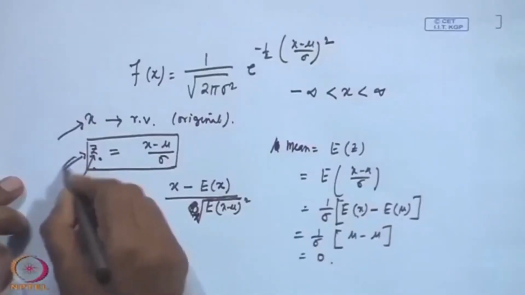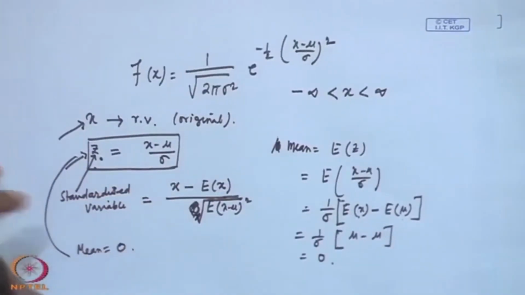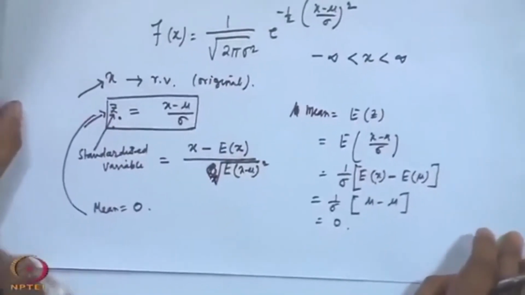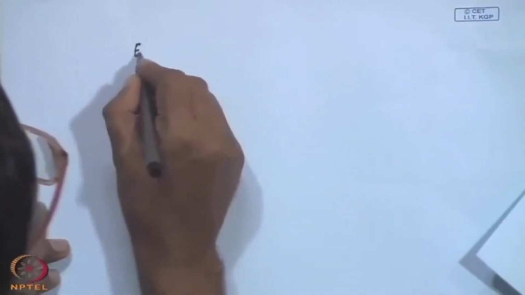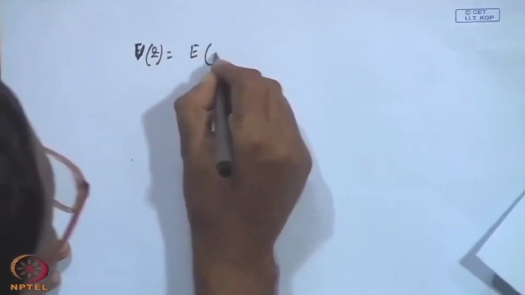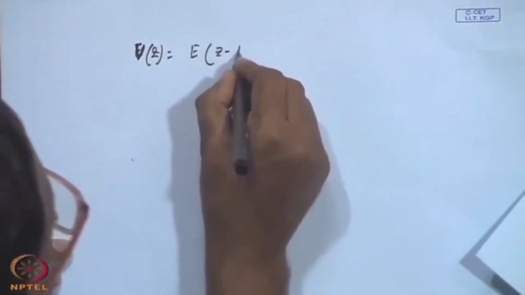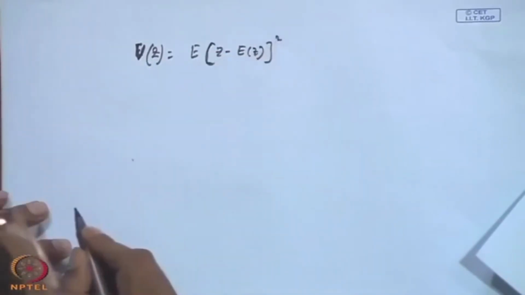So, that is why z is a random variable whose mean value is 0. What will happen to its standard deviation? You will get 1. In the same fashion, you can find out the standard deviation. You find the variance first, variance of z, which is the expected value of z minus expected value of z, that whole square.